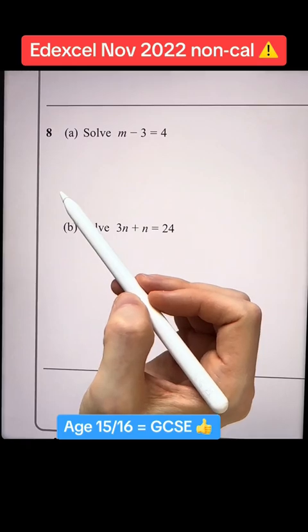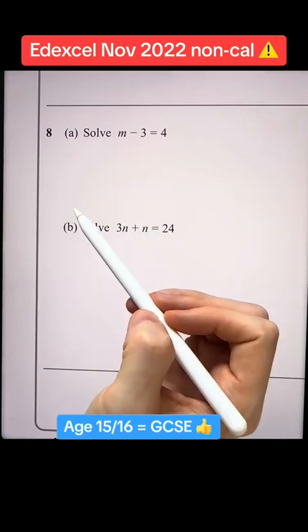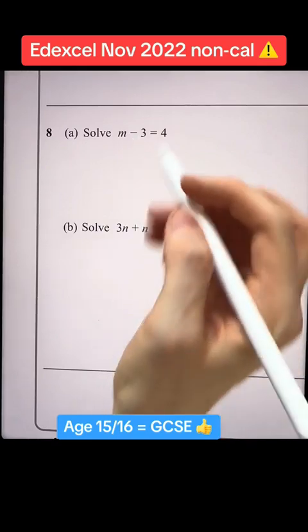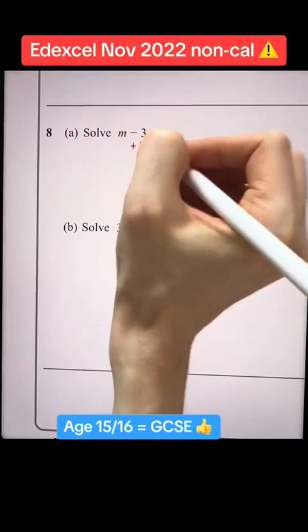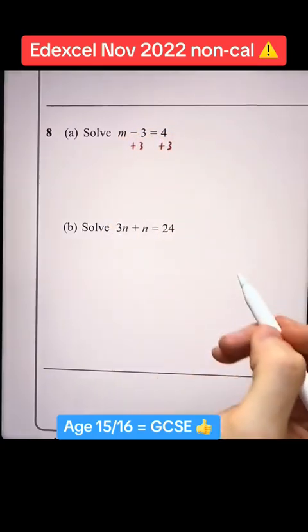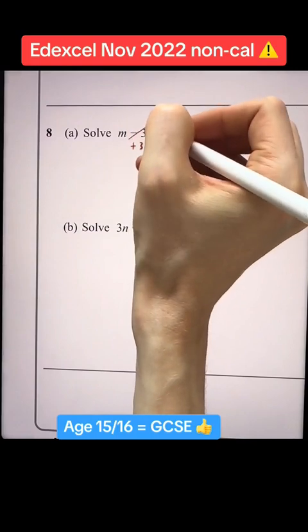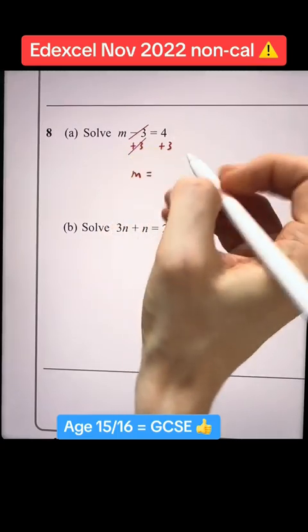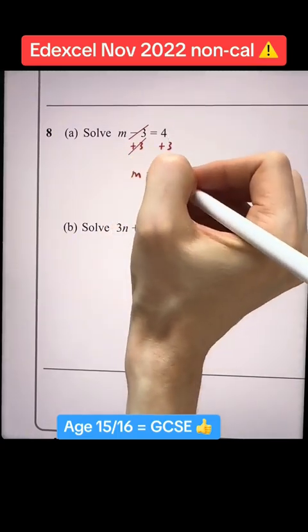Solve means to work out the value of the letter. In this case, I'm working out the value of M. As I want to get M by itself, I must move the negative 3 across to the right by doing the opposite. The opposite of minus 3, therefore, is to add 3 to both sides to keep my equation balanced. On the left-hand side, negative 3, add 3 will cancel. Hence, I'm just left with single m, which is what I want. And on the right-hand side, 4 add 3 gives us 7.